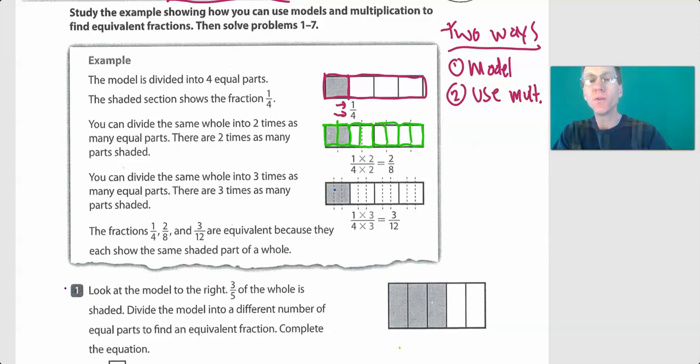So now, instead of 4 to make a whole, you have 8. And instead of 1 big slice, you have 2 little ones. There's your denominator and your numerator. That's all. So that's cool. Now they have 1/4 is equal to 2/8. But you could cut it even more.